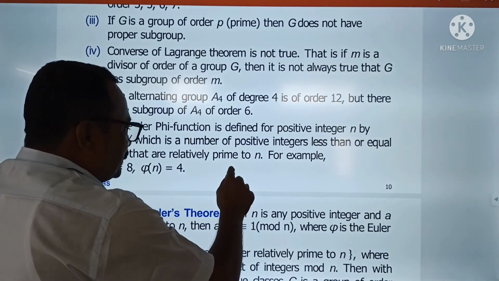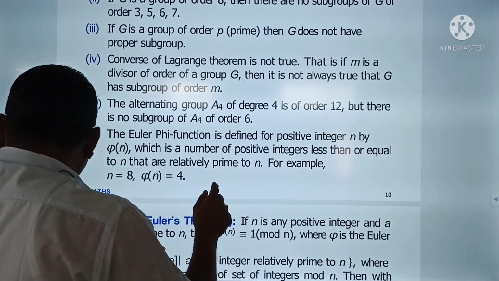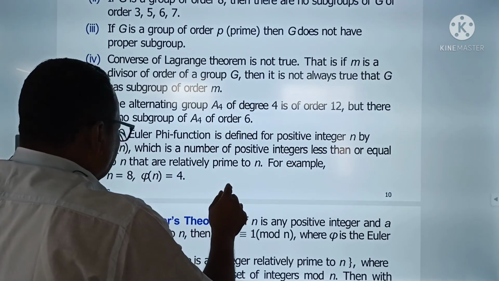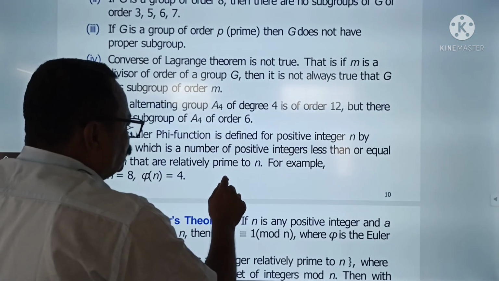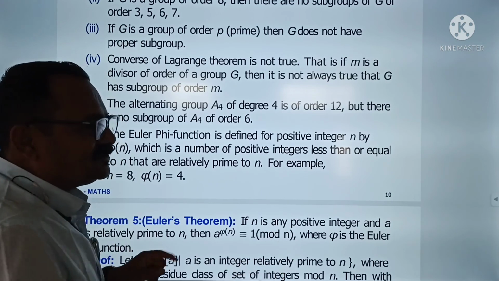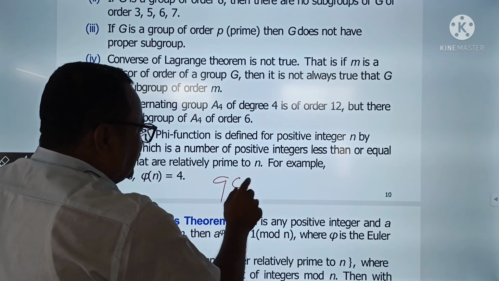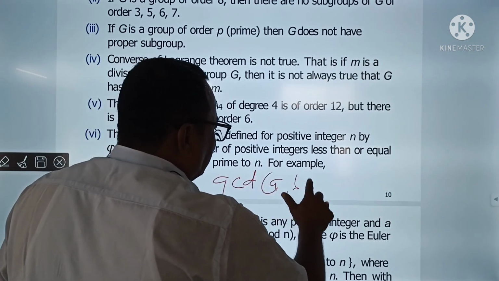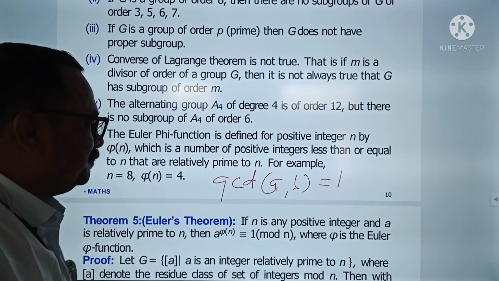My earlier statement was wrong that 2 and 4 are relatively prime. This is not correct. The important point is that two numbers a and b are said to be relatively prime if the greatest common divisor of these two numbers a and b must be equal to 1.